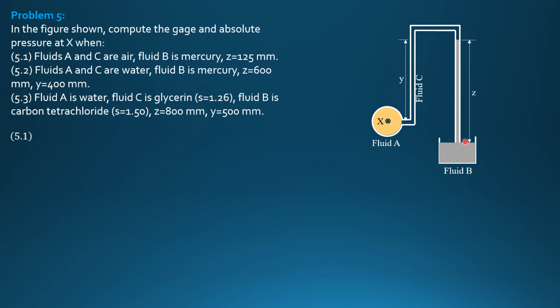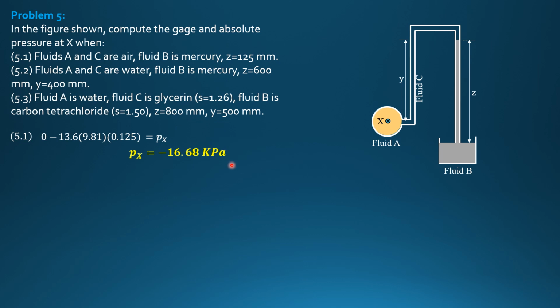Fluid B is mercury, so minus 13.6 times 9.81 times 0.125 meter, equals the pressure here, which is the same anywhere because these fluids are air. So it equals pressure at X. So the pressure at X is negative 16.68 kilopascals.